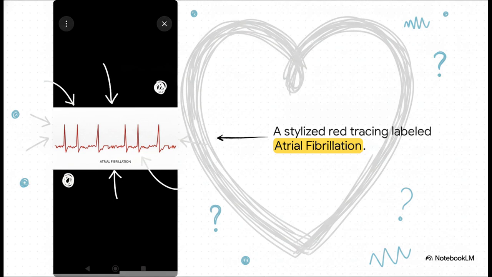Take a look at this clean red line tracing on the stark white background. It's perfectly labeled atrial fibrillation right down at the bottom. What's great about this specific image is how it isolates the core anomalies we need to train our eyes to look for. Because there are no distracting grid lines or extra medical data in the way, we can focus literally 100% of our attention purely on the geometry of the heartbeat itself.